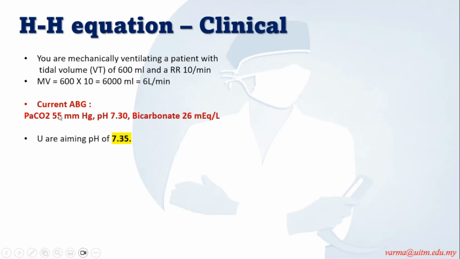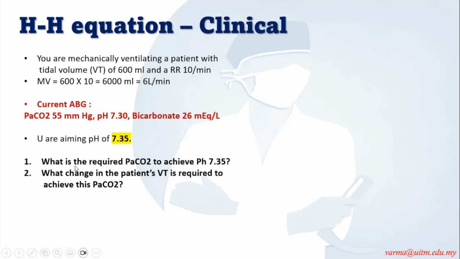You have to bring it down until you can reach the pH of 7.35. So the question is, what is the required PaCO2 to achieve pH 7.35? And to achieve the PaCO2 that we have calculated here, what is the alteration in the ventilator setting that we have to do to achieve that? Okay, first, step 1, we find the expected PaCO2.